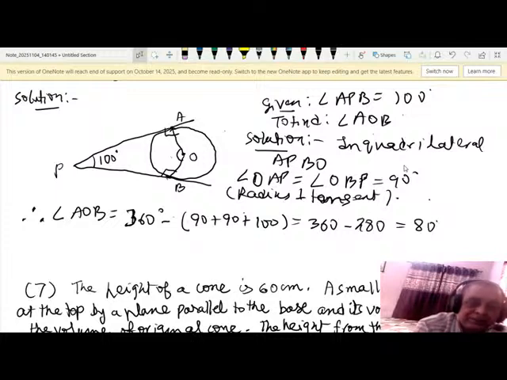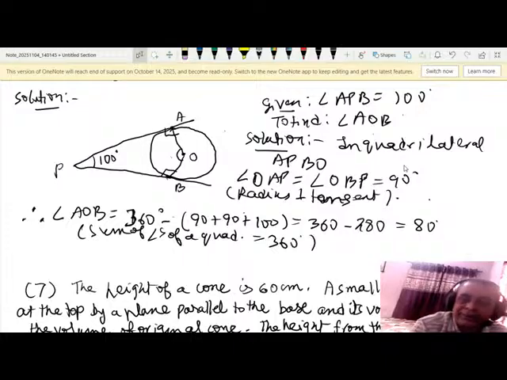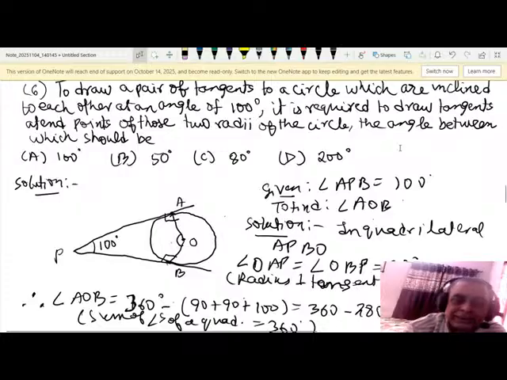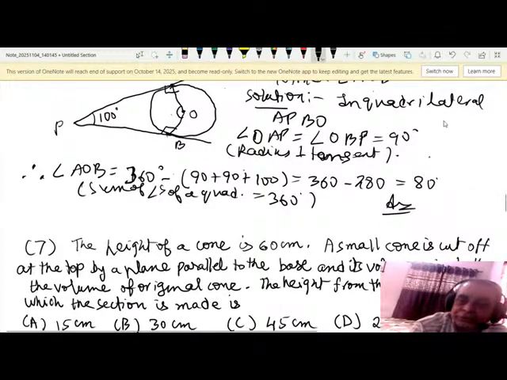Reason: the sum of angles of a quadrilateral together is 360 degrees. So the answer is 80 degrees. Which is the correct choice here? The correct choice is number C. So C is the correct choice.